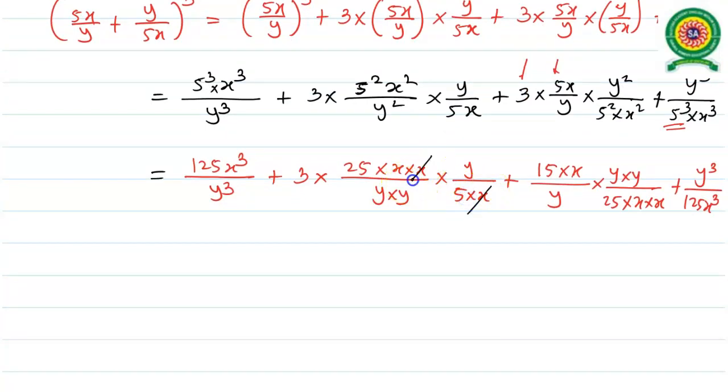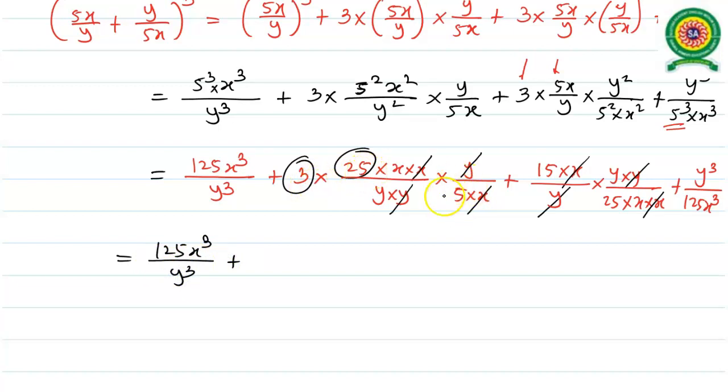Look once carefully. One of the x from numerator and denominator gets cancelled. One y from numerator and denominator gets cancelled. One x from numerator and denominator gets cancelled. Now let us multiply the numbers. So we have 125 x cube divided by y cube as it is. 25 3s are now 125. But keep in mind we have 5 in the denominator.